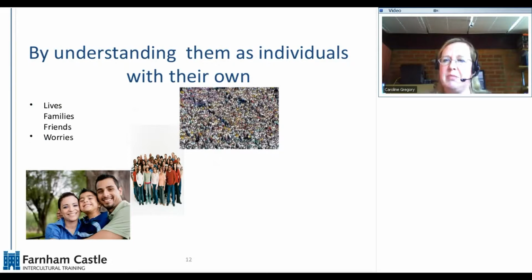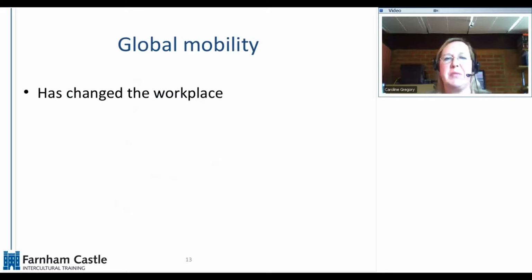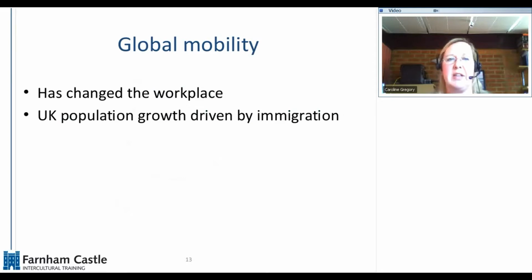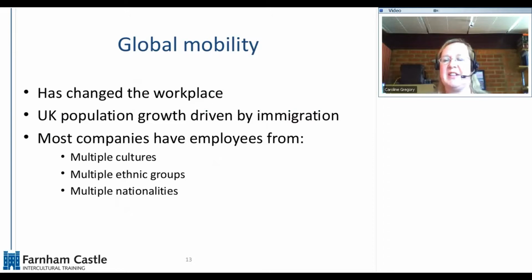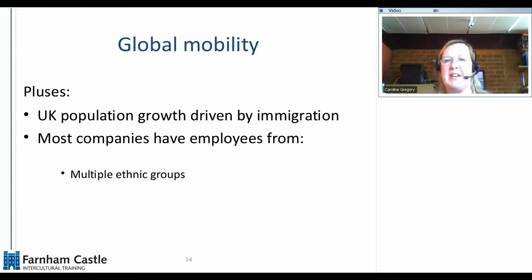Global mobility, of course, has changed the workplace in a stunning way, and I think most people would agree will continue to do that. And of course, UK population growth is driven by immigration at the moment. Most companies, therefore, have employees from multiple cultures, ethnic groups, nationalities, a combination of these. The pluses, I think, are that we're constantly gaining new skills, not just in particular areas, but overall. Different things are coming into the culture. New ideas are coming in, and of course it can affect cost.